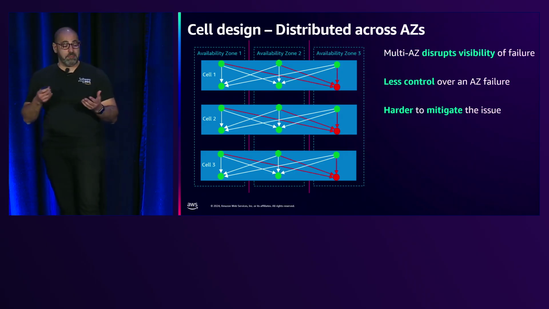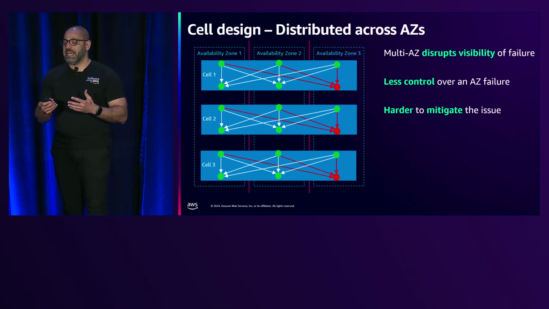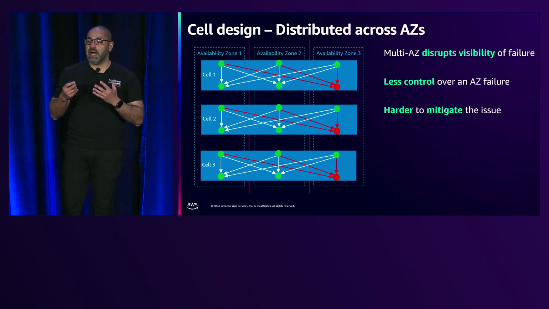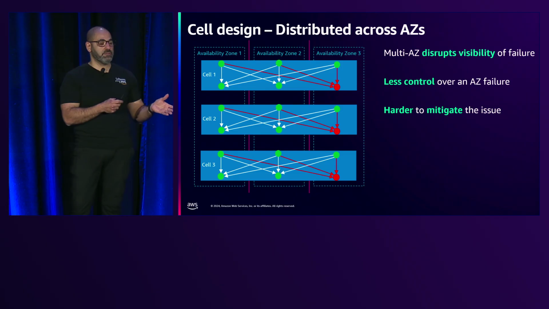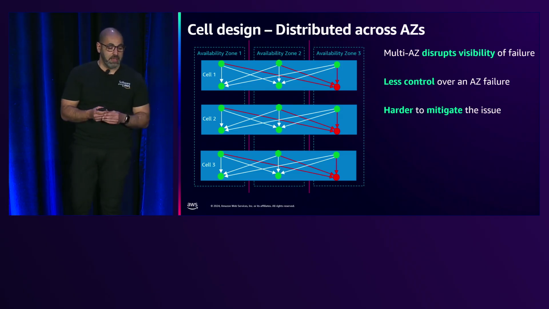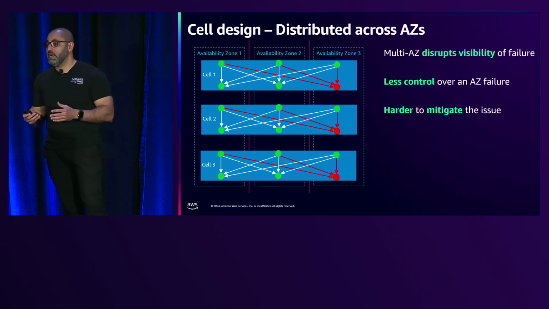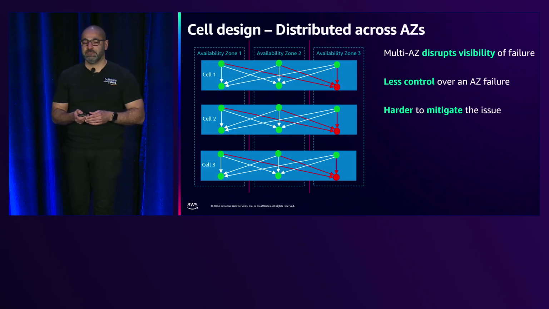So now when there's an impairment that happens, the failure is actually masked, and it's hard to understand and know where this failure is coming from. We discussed this earlier when I was talking about grey failures. You have less control over an AZ failure, and mitigation becomes a challenge.